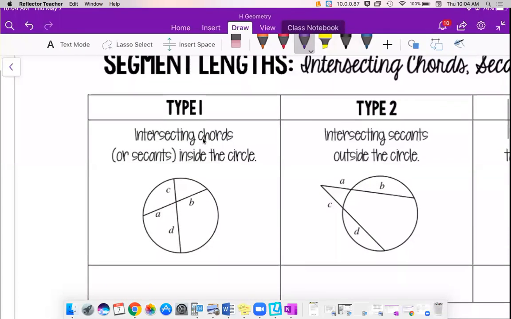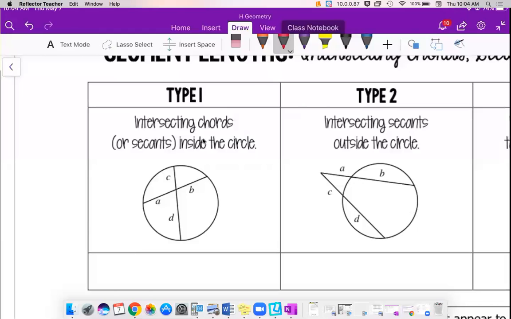secants, because those are technically the same thing. Secants would just be if your lines continued outside of the circle. So if you have these two where they're intersecting inside of the circle, your formula for this is you're going to take this length A times the length B. So the ones that create these same segments.